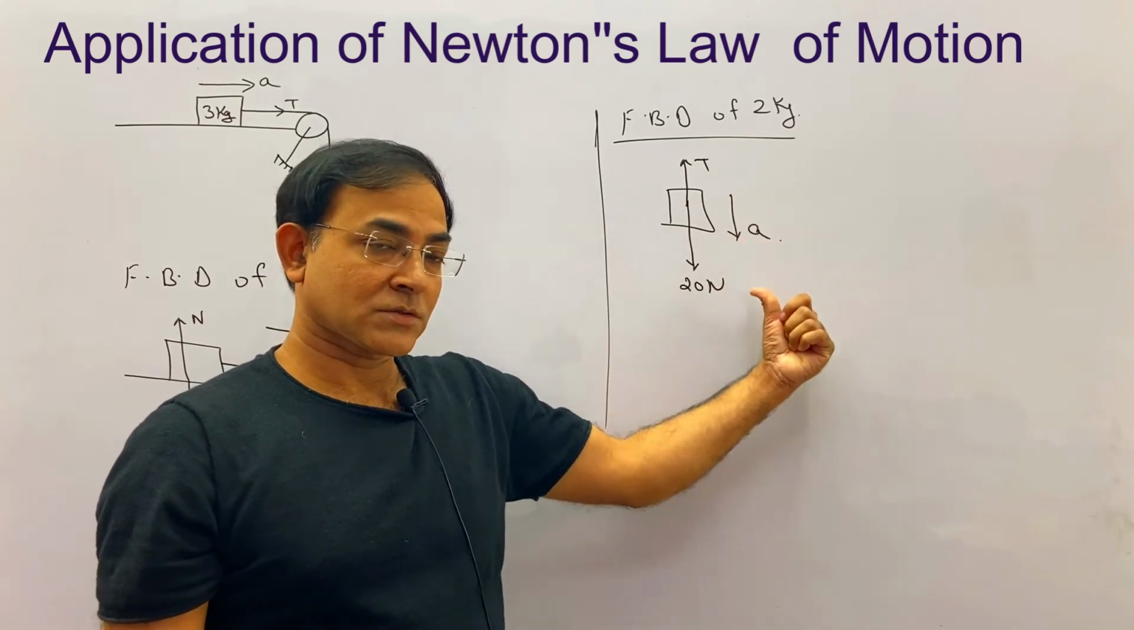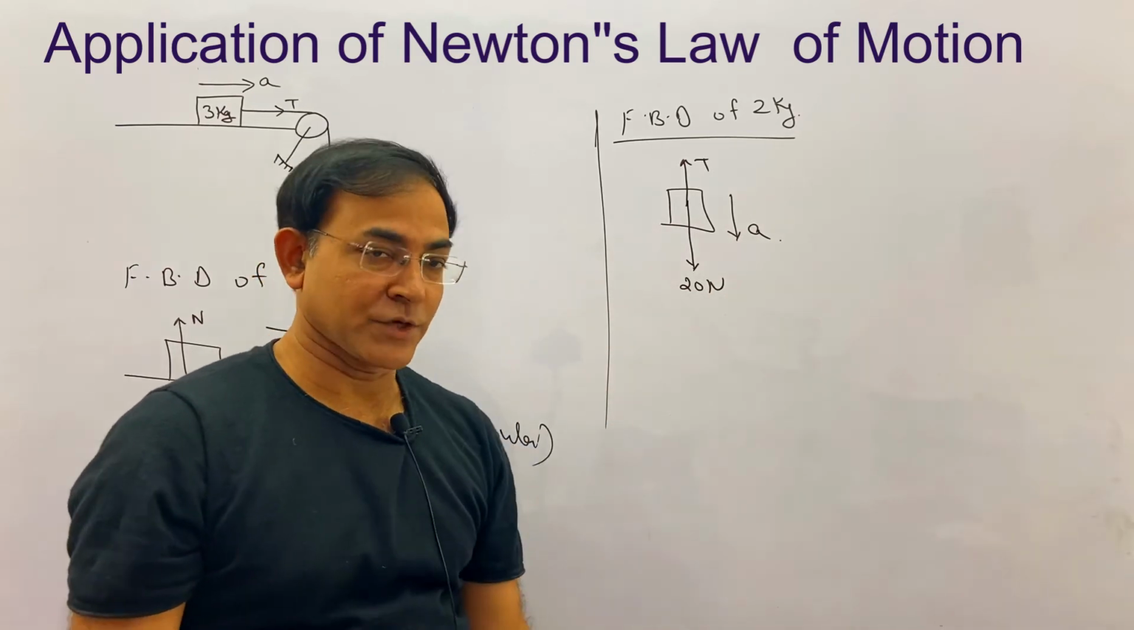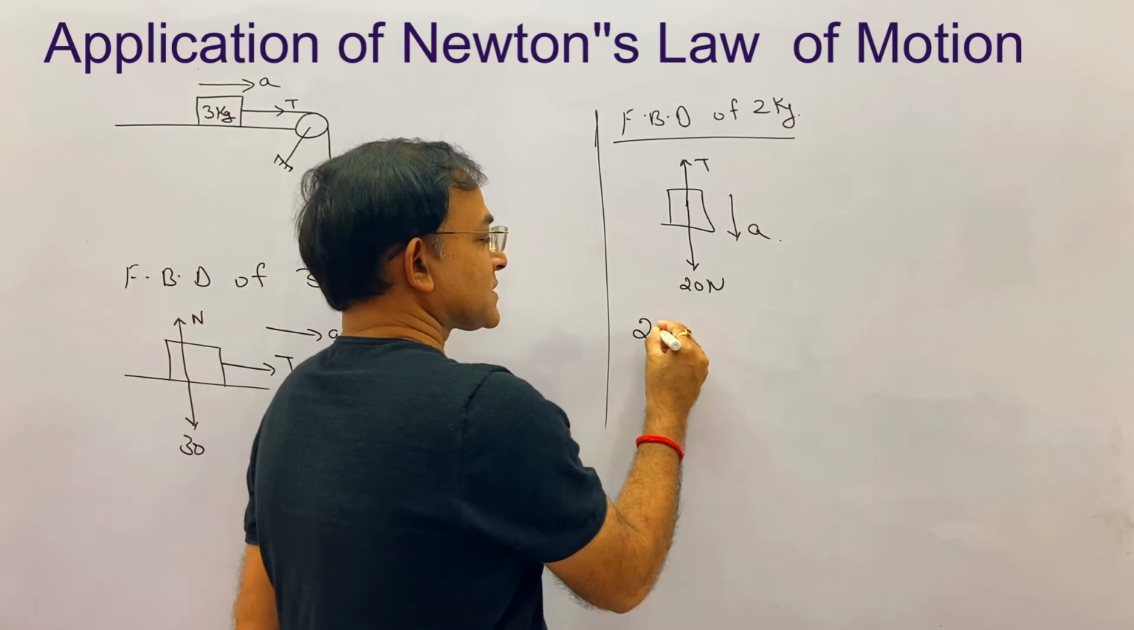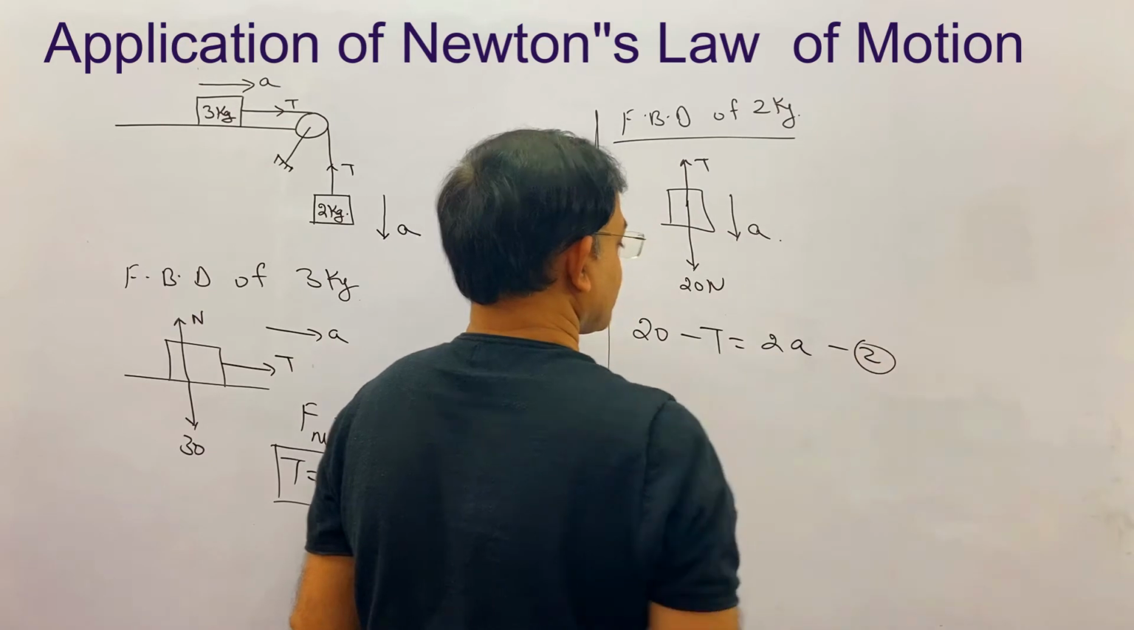because the force will be greater on the side where the acceleration is produced. So this 20 minus T will be equal to 2 into A. Now this is equation number 2.